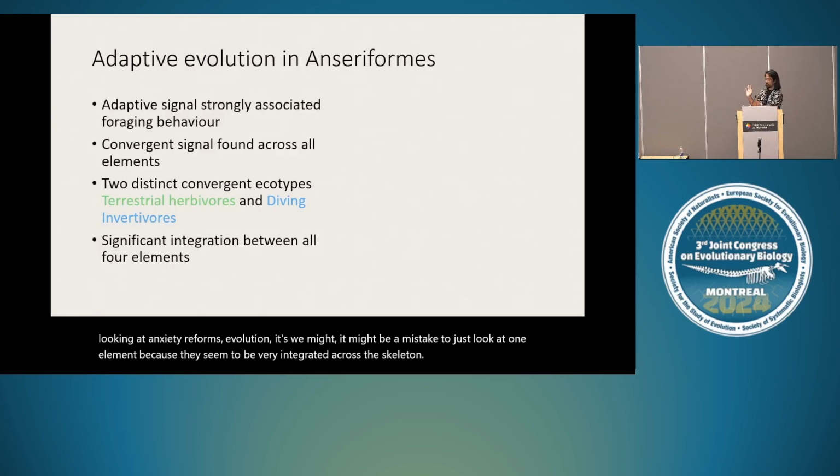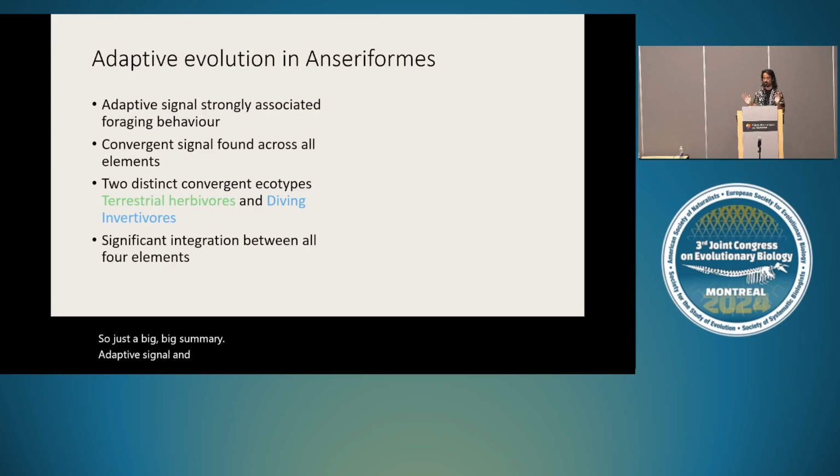So just a big summary. Adaptive signal in Anseriformes associated with foraging behavior. There's convergence everywhere. 2 distinct, very convergent ecotypes. And there's a significant integration between all 4 elements.